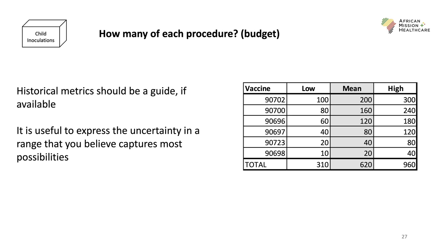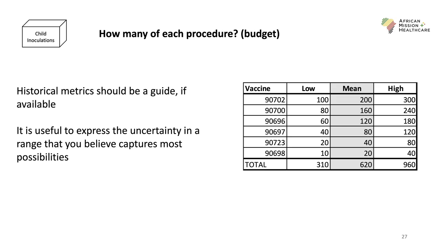So we have a high bound, we have a low bound, and we have something we're going to use for central planning, which is just the mean bound. And historical results should be a guide. So how many 90702s I did last year and the year before should provide a basis for me to have comfort with my estimate. And that's pretty key.